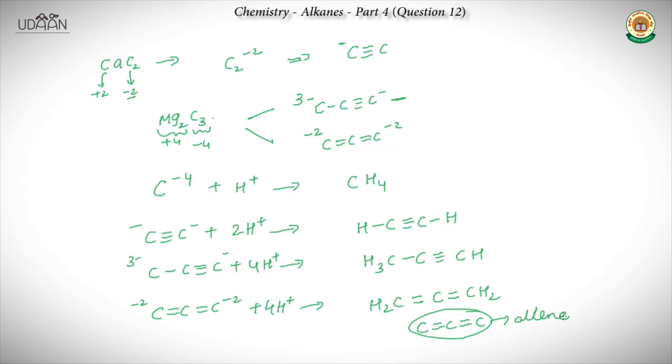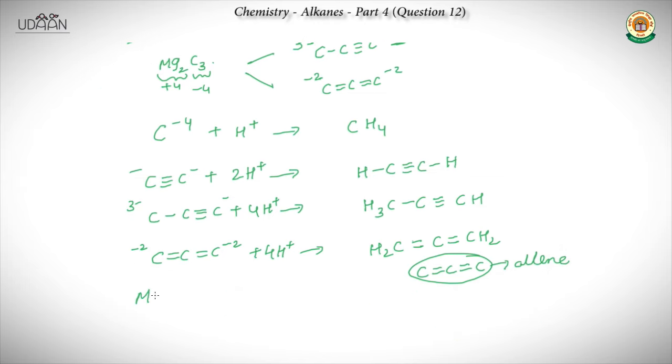Alright, so tell me this. Amongst the last two, the allene and CH3C triple bond CH, which compound has a higher likelihood of being formed? Both of them have equal probability because we have not been given the exact structure, we are just told it is Mg2C3. This C3 -4 can contain either of these two structures. But in the question it is not specifically mentioned which structure is given. So we can't assume just one possibility.